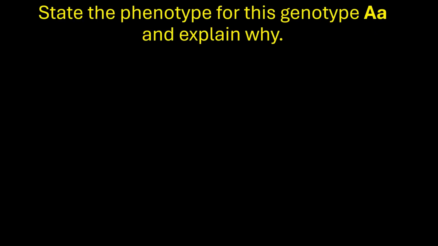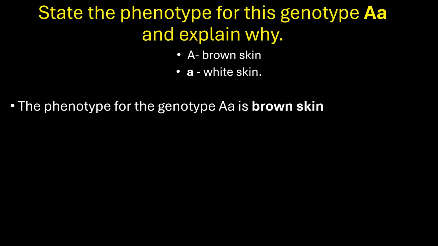All right, now let's go on to another situation here. State the phenotype for this genotype. So we have this genotype that is heterozygous. We have capital dominant A and recessive a, and explain why. So here, capital A is for brown skin. That's dominant A is brown skin. Recessive a is white skin. So the phenotype for the genotype, that is capital A, small letter a, is brown skin.